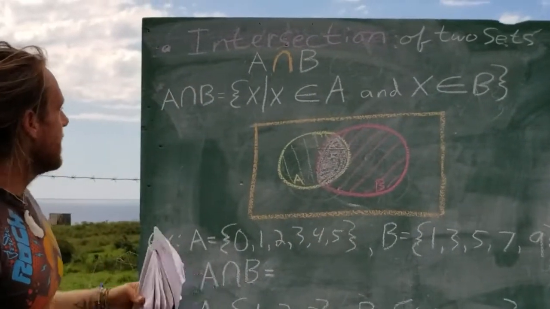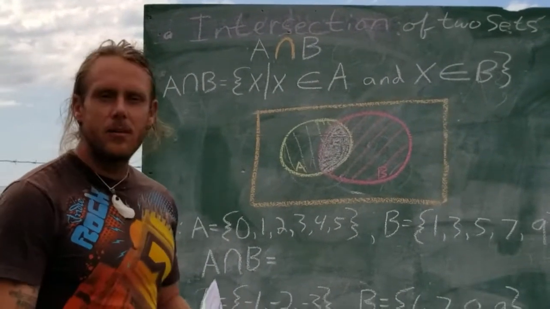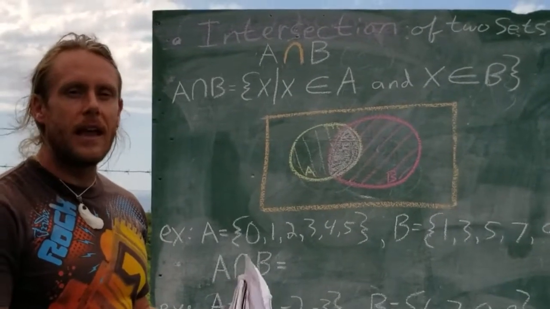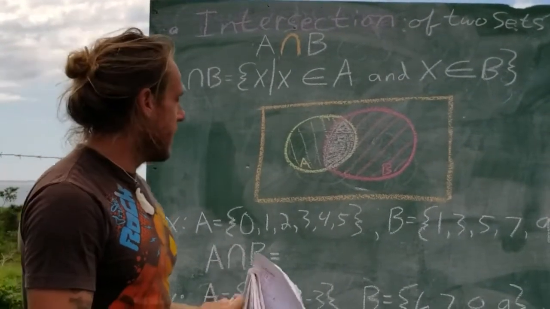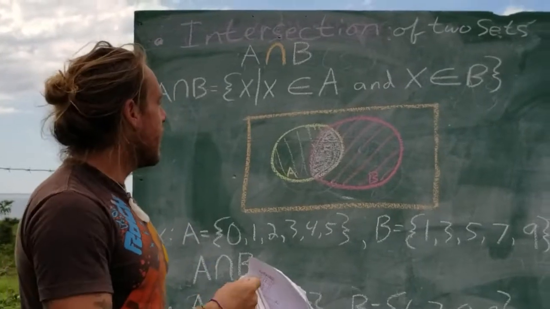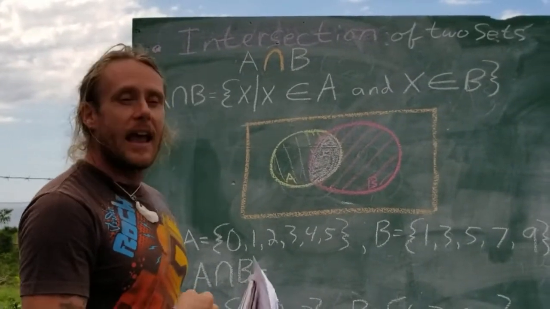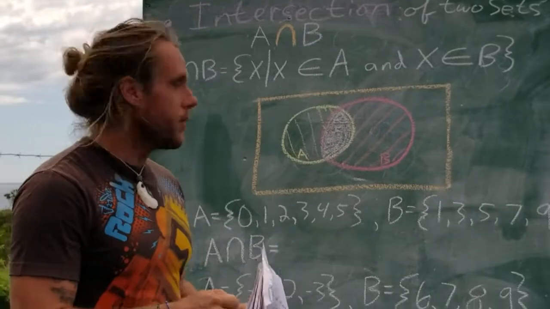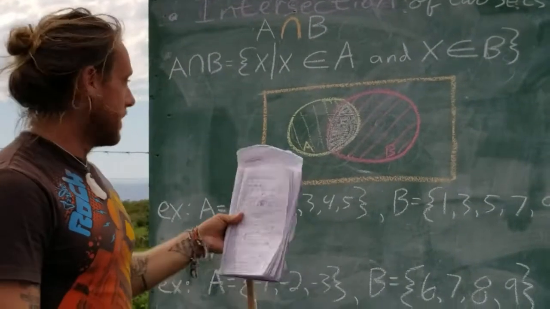So in other words, the intersection of A and B are the elements common to both A and B. Or to put it yet another way, a little more straightforward, the elements have to be within A and B. They must be in both. That is the intersection of these two sets.